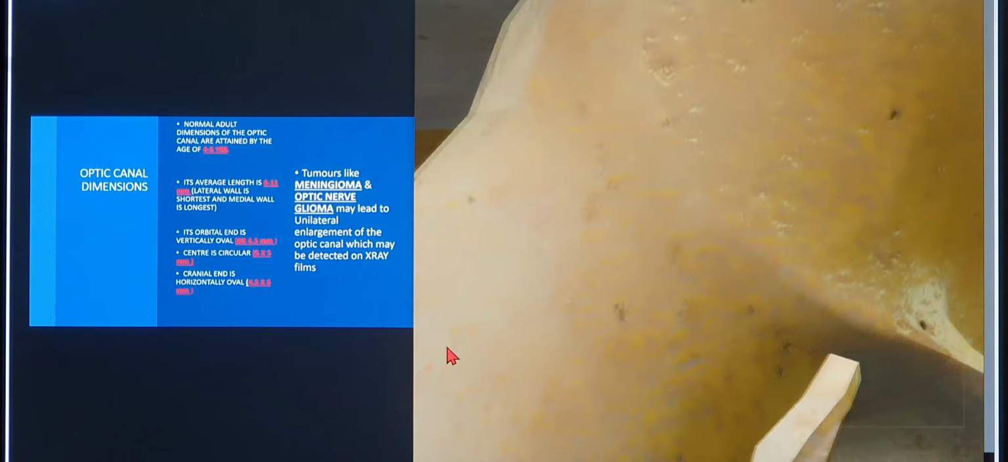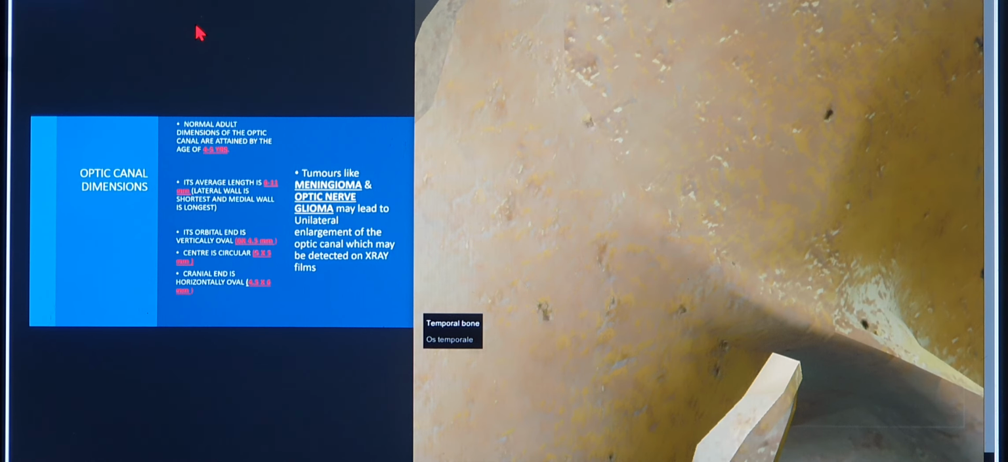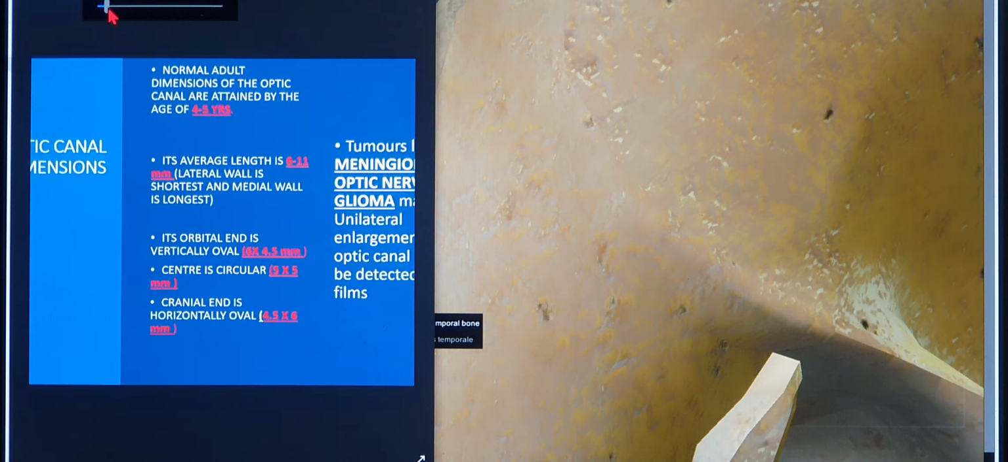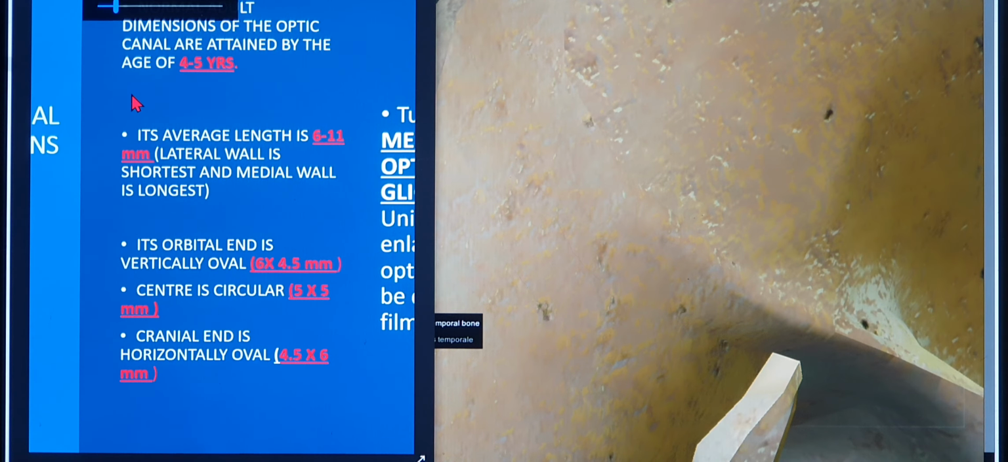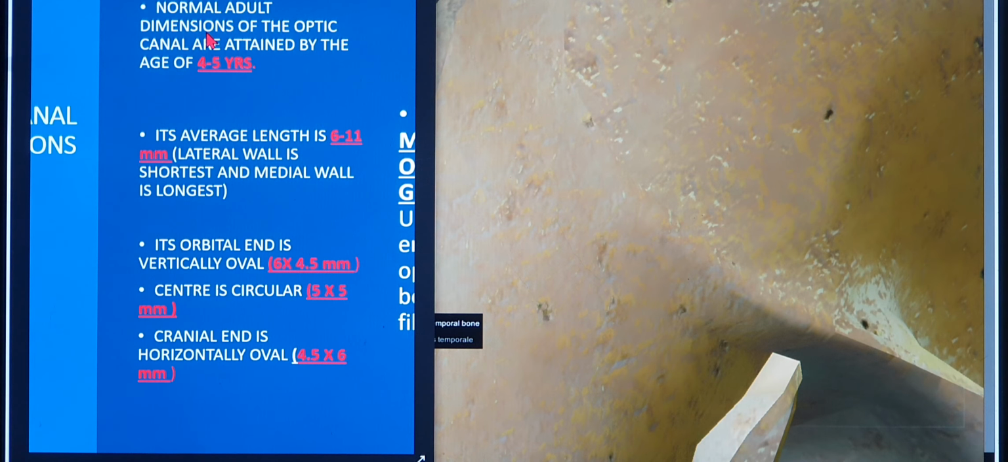So the dimensions are different. The optic canal is not uniform throughout, it keeps on changing. As you can see on the screen over here, the normal adult dimensions of the optic canal are attained by the age of 5 years. Its average length normally is 6 to 11 mm. So you can take roughly an average to be 1 centimeter. The optic canal is around 1 centimeter on average.